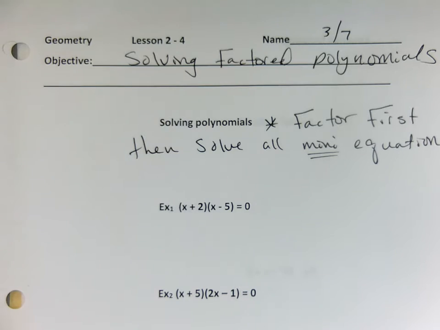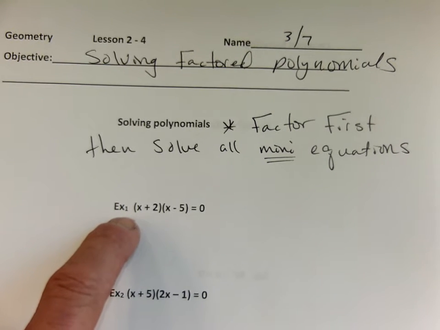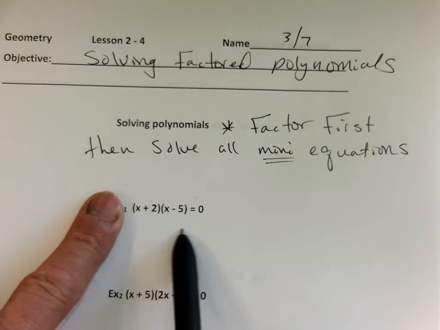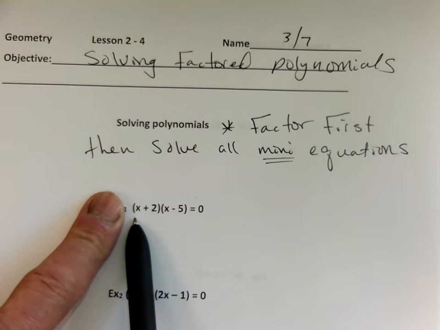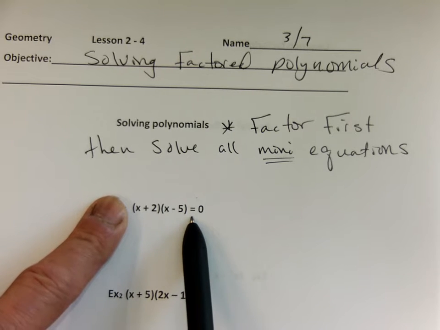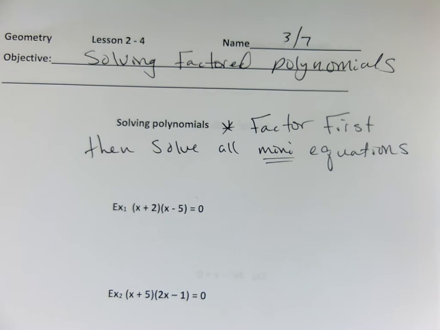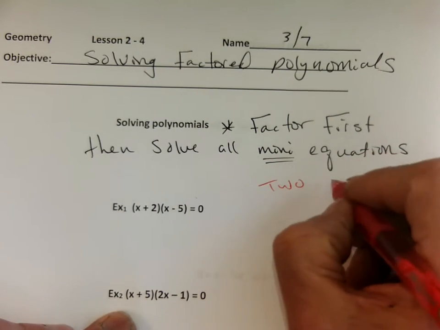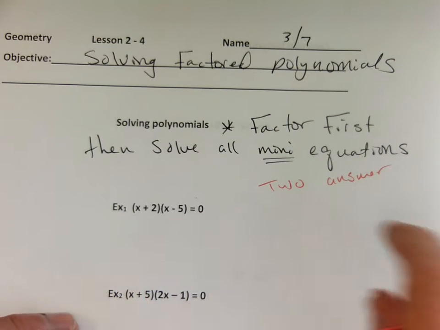Well, if I look at example 1, it's already factored. This is factored form, okay? And what I see with factored form is I see an x plus 2 and x minus 5, right? So we're going to have two answers, because there's two different x's.